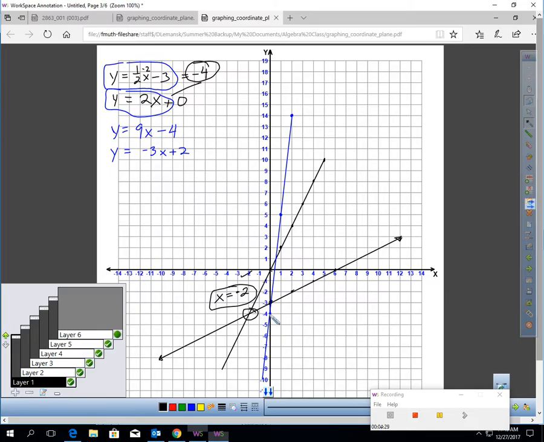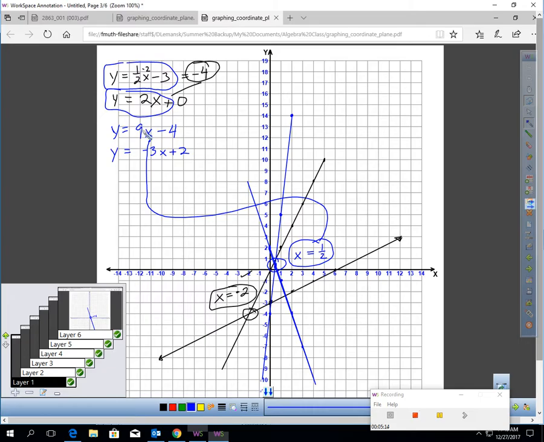My y-intercept's -4, which is here, and my slope is 9. That's up 9 over 1, up 9 over 1. I drew a line. And then my second equation, my y-intercept is 2, that's here, and my slope is negative 3, down 3 over 1, down 3 over 1, and I drew a line. Now this one, it looks like the answer is a half. It looks like it's over a half. So is it exactly? Let's check it. That's how I can make sure.